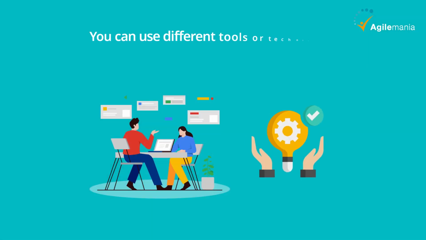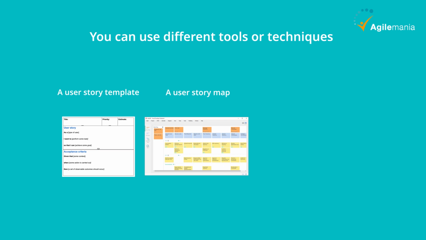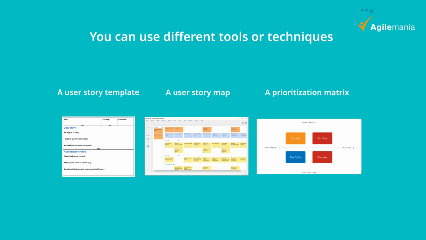You can use different tools or techniques to map out your user stories, such as: 1. A user story template. 2. A user story map. 3. A prioritization matrix. You'll learn more about these tools in our next part of the video.